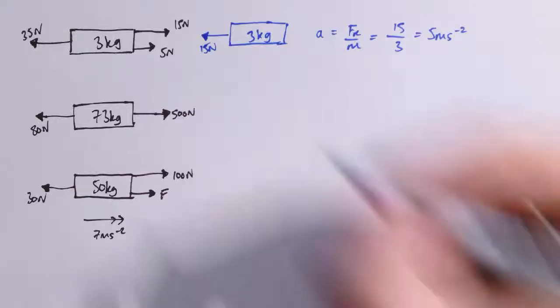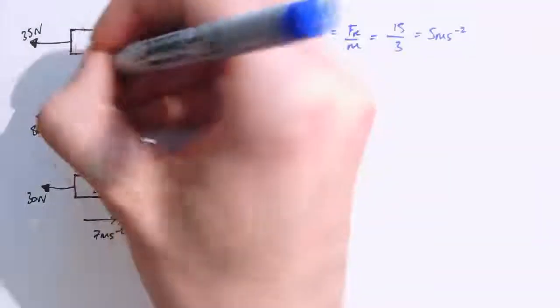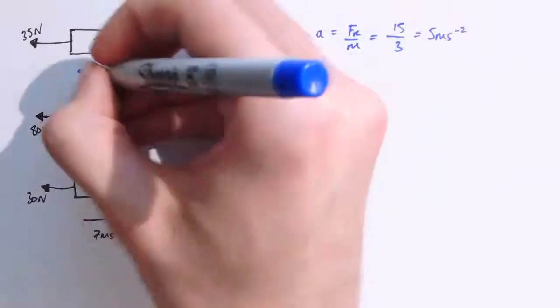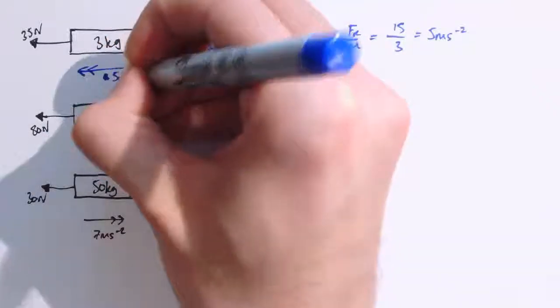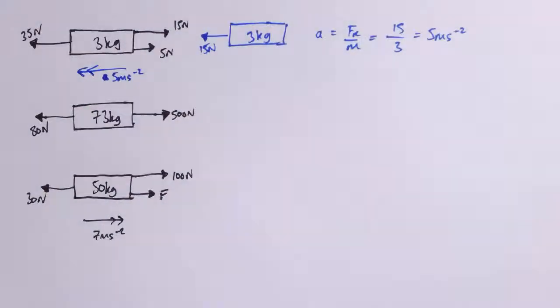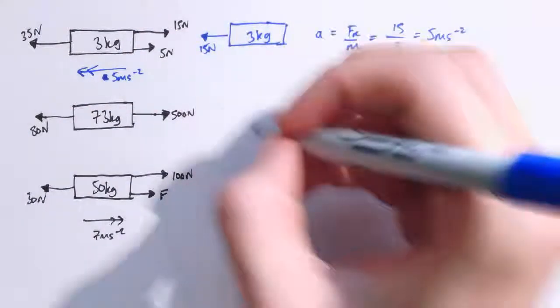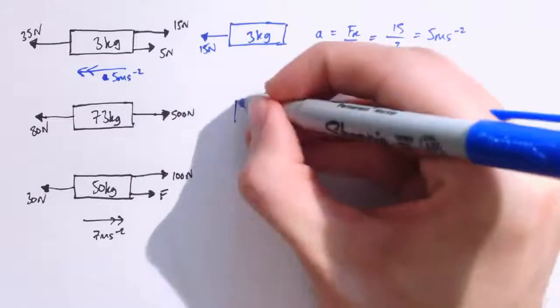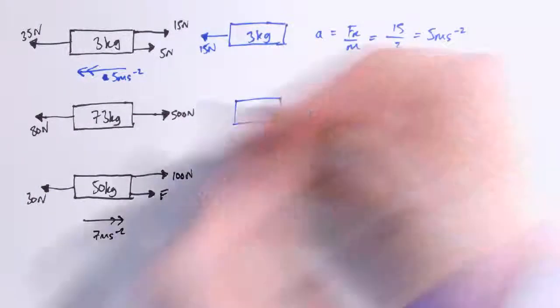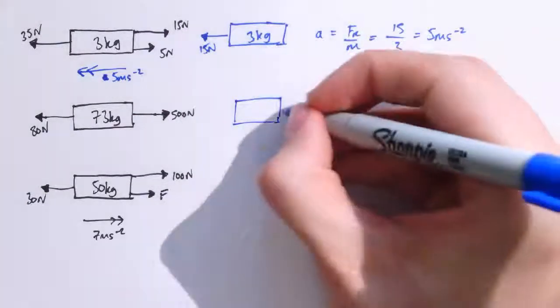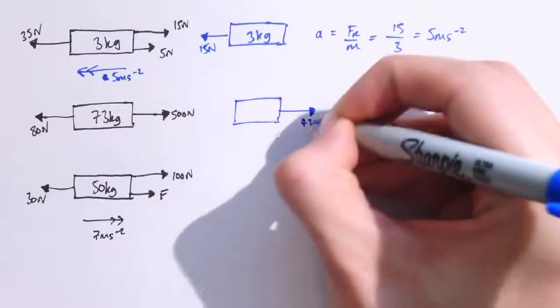And that's an acceleration in the direction of the resultant force, which is to the left. So I'll put that in here with the double-headed arrow, an acceleration of 5 meters per second squared. In the second one, similar idea, so let's redraw it with the resultant force. So 500 minus 80 is 420 newtons in this direction.